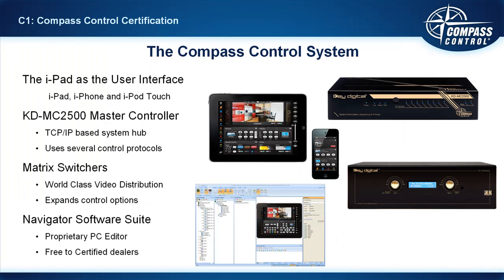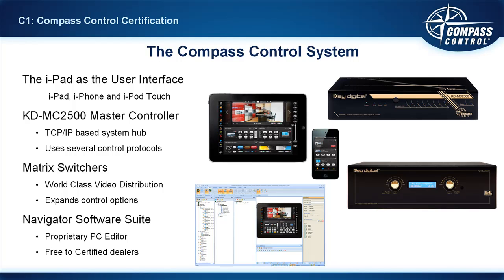The Compass control system is comprised primarily of 4 different parts. The iPad is used as the controller, as the user interface. We're using the iPad, the iPod Touch, or the iPhone, but we say that the iPad should be the go-to controller because of the real estate that it offers to give your customers a bigger device to actually be able to operate from. The KD MC2500 master controller is the hub of the system. It's LAN-based, and it allows IR, RS-232, sensor control, relays, and triggers.